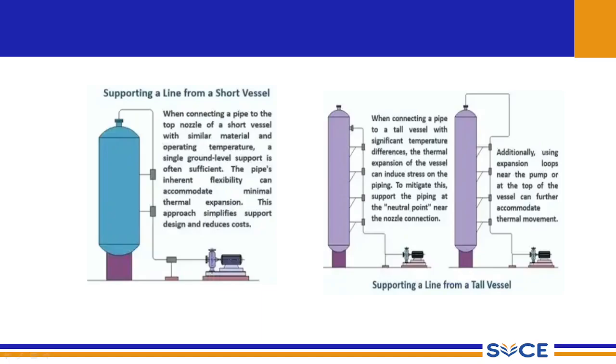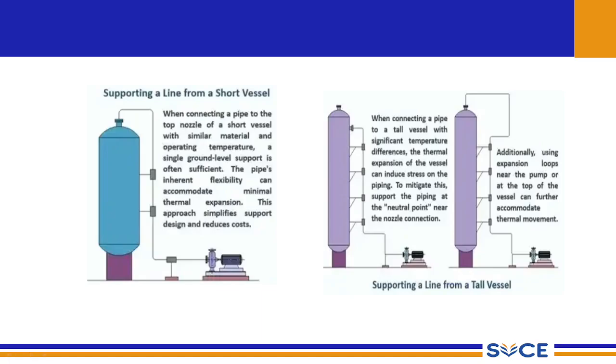Then additionally, we may also use expansion loops near the pump or at the top of the vessel to accommodate for further thermal movement. So here you can see that there is an expansion loop which connects to the top of this nozzle. And similarly, in this picture also, near to the pump, we do not directly use the routing to connect to the pump. We use an expansion bend to accommodate for the thermal movement.